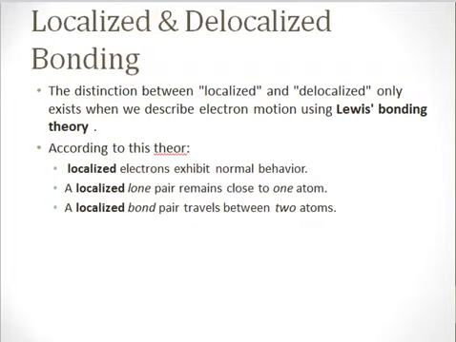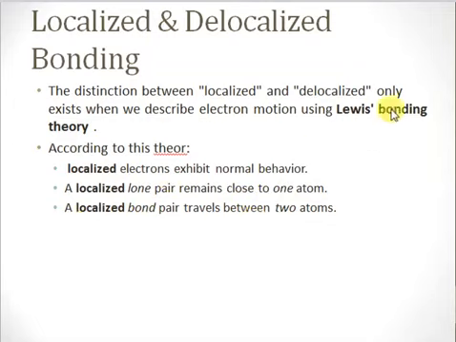So according to Lewis bonding theory, the localized electrons are normal. That means they exhibit normal behavior, they remain fixed between 2 atoms, and the localized lone pair on an atom remains close to only 1 atom. For example, if there is an oxygen, the lone pair of oxygen will only be close to the oxygen atom. It will not be shared, or go to any other carbon. Similarly, the bond pairs travel between only the 2 atoms between which they are bonded.